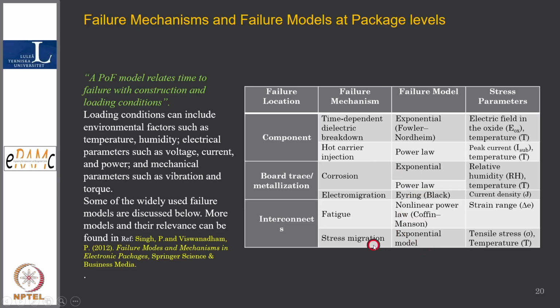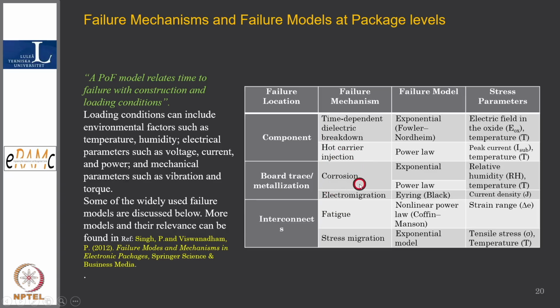Okay, and you can see stress migration for interconnect. Here only tensile stress and temperature stress, that means mechanical and thermal. These two parameters have an exponential model. We will be discussing this in detail. You have to remember time dependent dielectric breakdown, TDDB, and hot carrier injection, HCI.